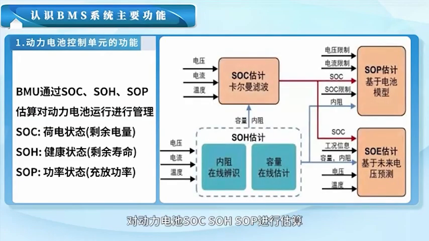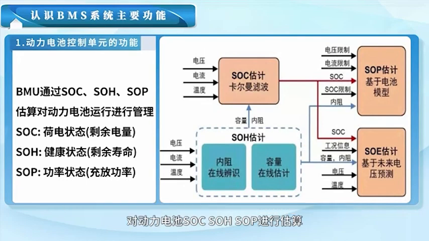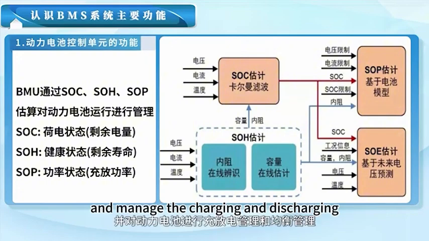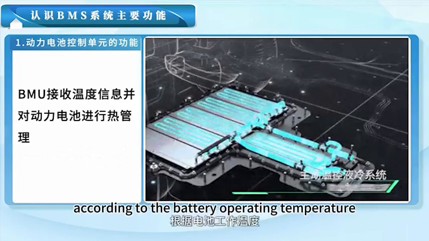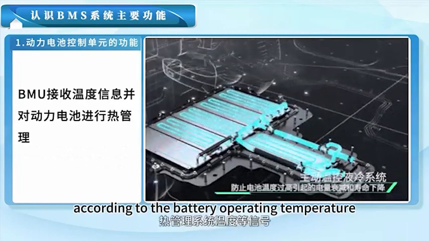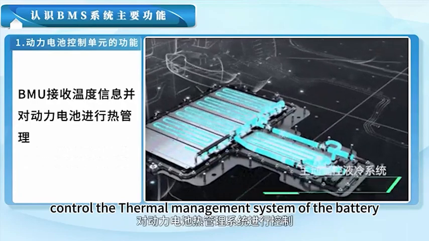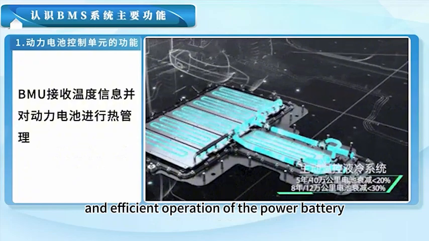Second, it estimates the SOC, SOH, and SOP of the power battery, displays the SOC and status of the power battery on the meter, and manages the charging, discharging and balance of the power battery. Third, according to the battery operating temperature, it controls the thermal management system of the battery to ensure the safe and efficient operation of the power battery.